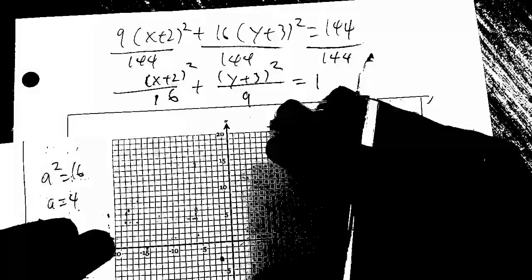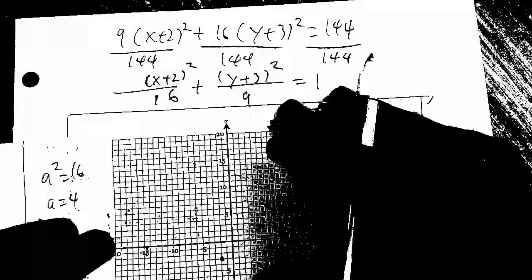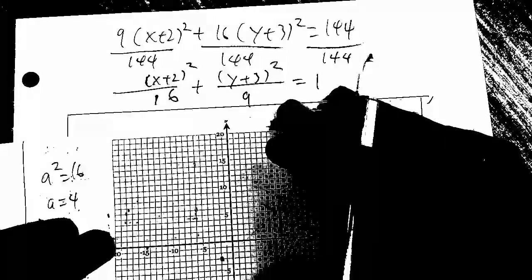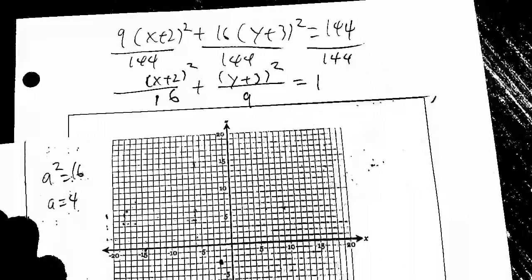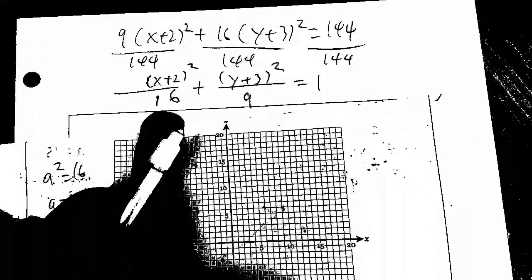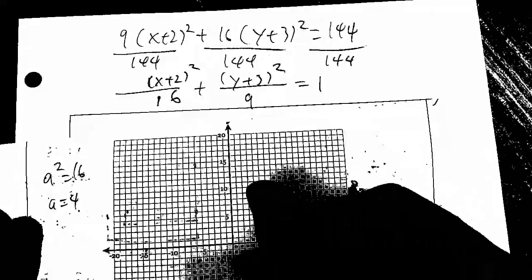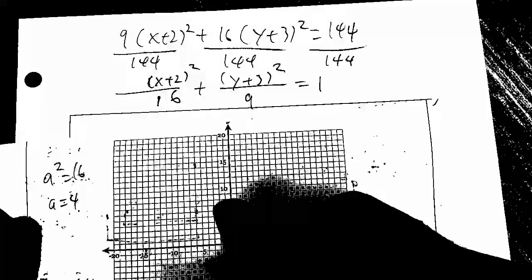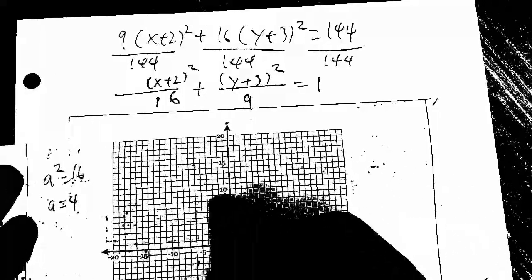We just go from the center, and then we go 3 to the right, 3 to the left. Why? No, 3 up and 3 down. Yes, it's 3 up and 3 down. Or we're going to go 4 left, 4 right, because it's underneath the x. So we're going to go 1, 2, 3, 4 to the right, 1, 2, 3, 4 to the left. That's going to be your vertices.